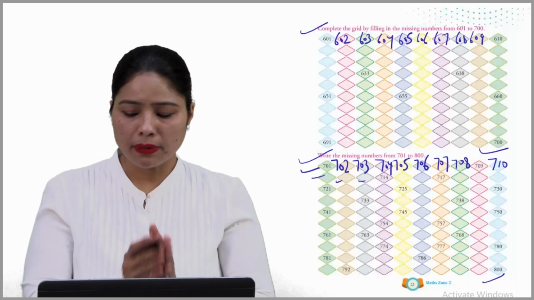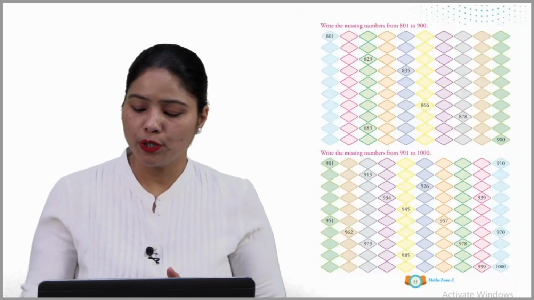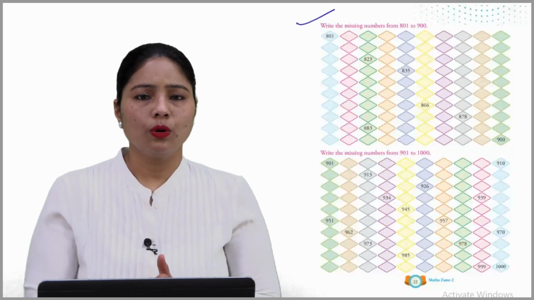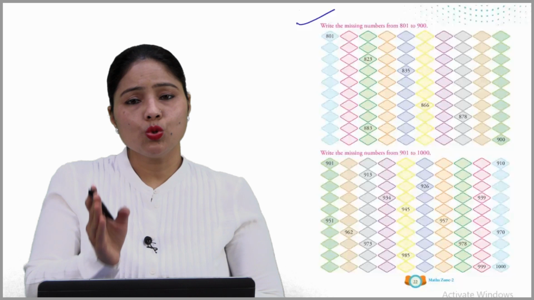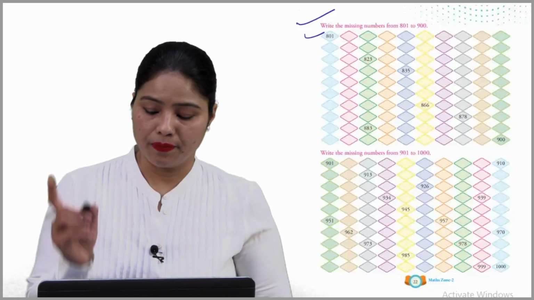Okay, so this is simple counting. You have to fill it by your own. Okay, so now write the missing numbers from 801 to 900. Okay beta, so let's start with 801.